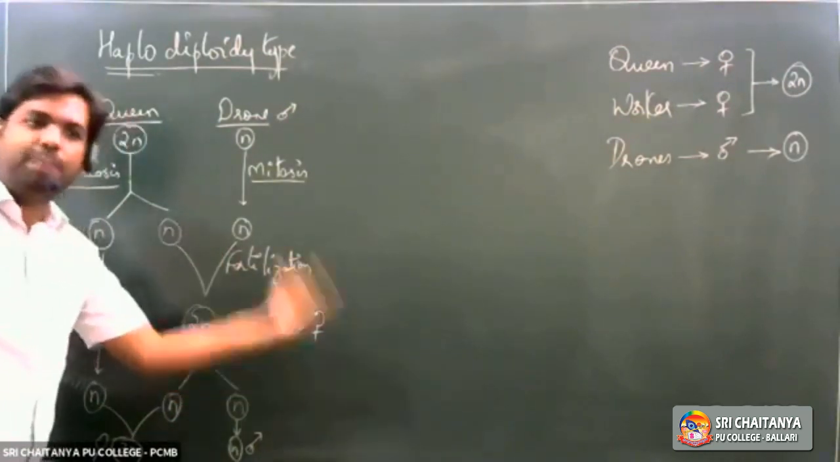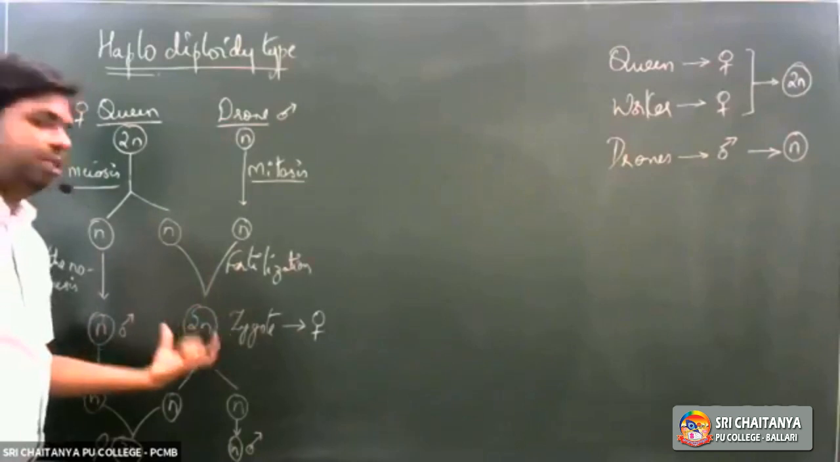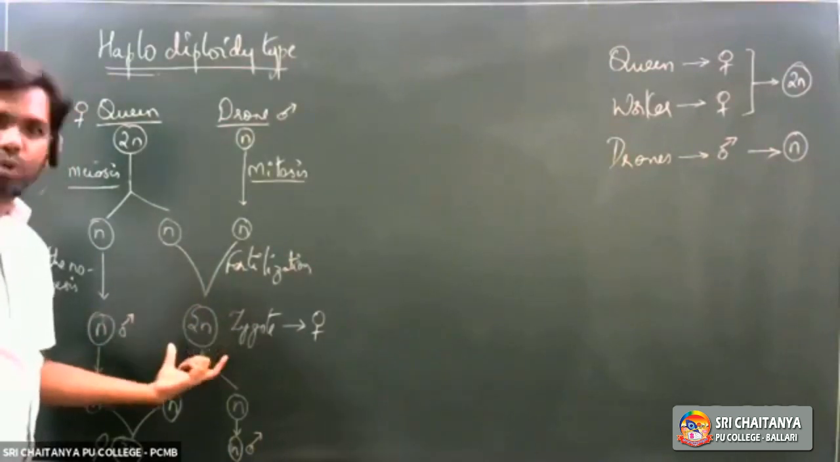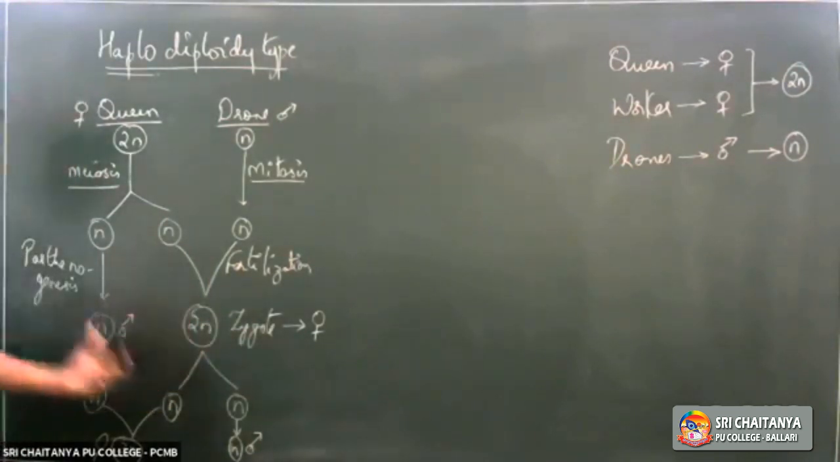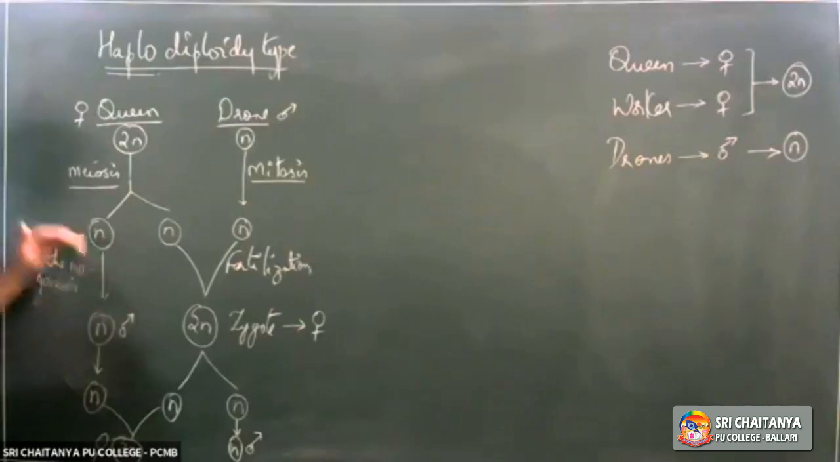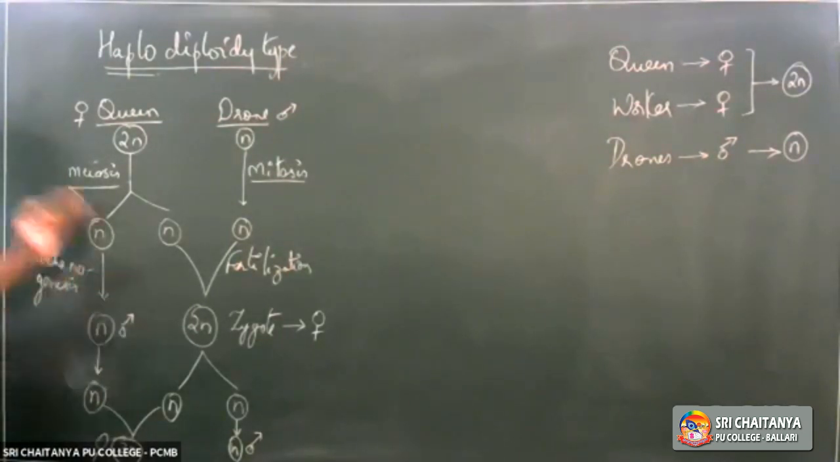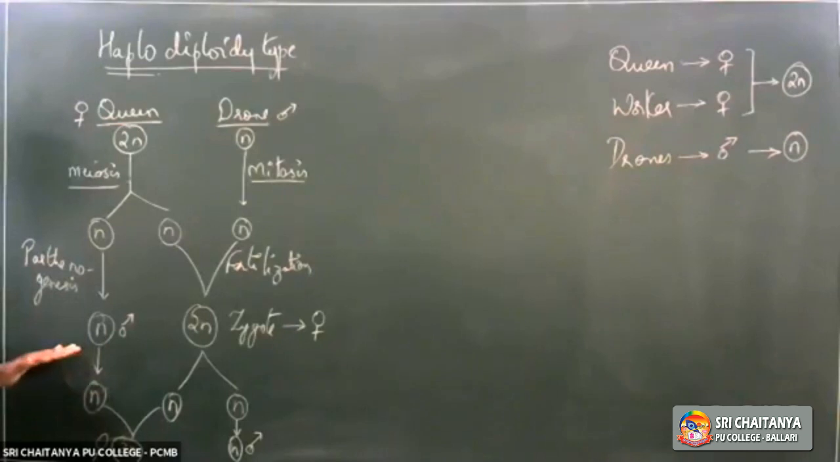Why is it a female? Because they have two sets of chromosomes. Their diploid number of chromosomes is present. Similarly, the other female gamete, which is present here, will undergo a process called parthenogenesis and get transformed into a male organism, which is called the drone.